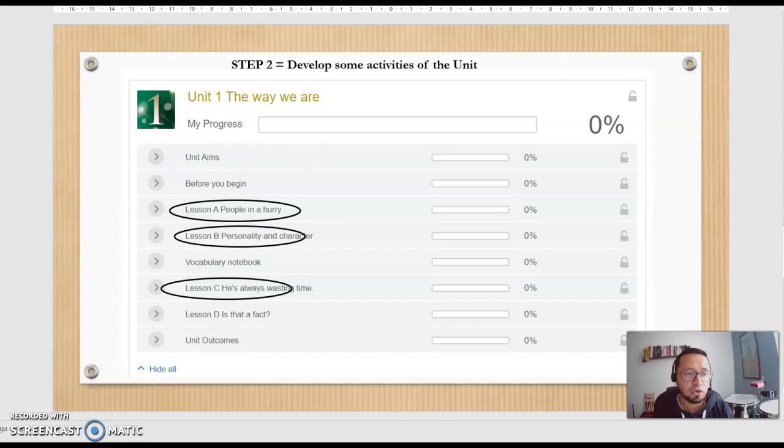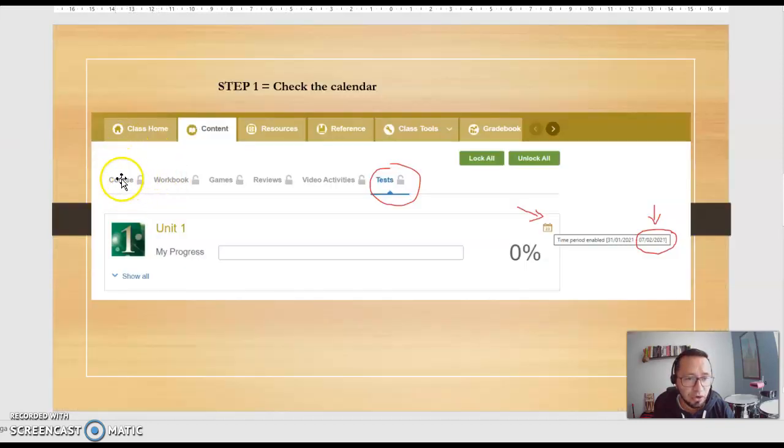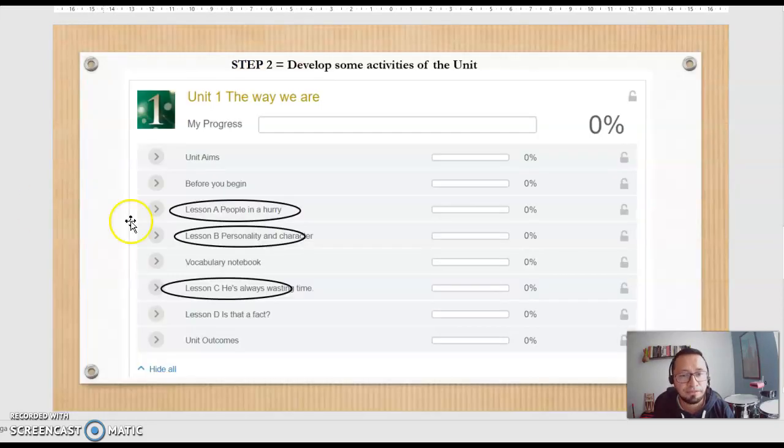Step two, go to the unit, to the course section over here, course section, no workbook, no games, no reviews, no video. Go to the course section and you will see all the unit activities, okay? What I recommend is that you focus your attention on lesson A, B, and C, okay? Focus your attention on those. If you can complete 100%, fantastic, you can do it. It's not absolutely necessary, okay? But it will prepare you to take the test of every unit. So lesson A, lesson B, lesson C.